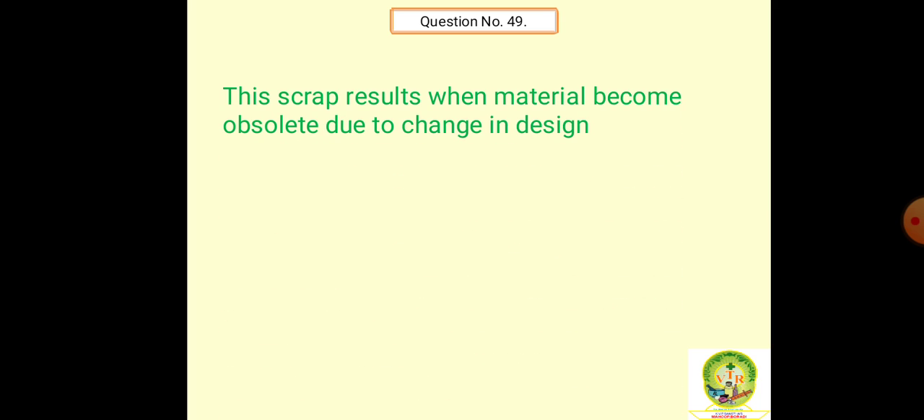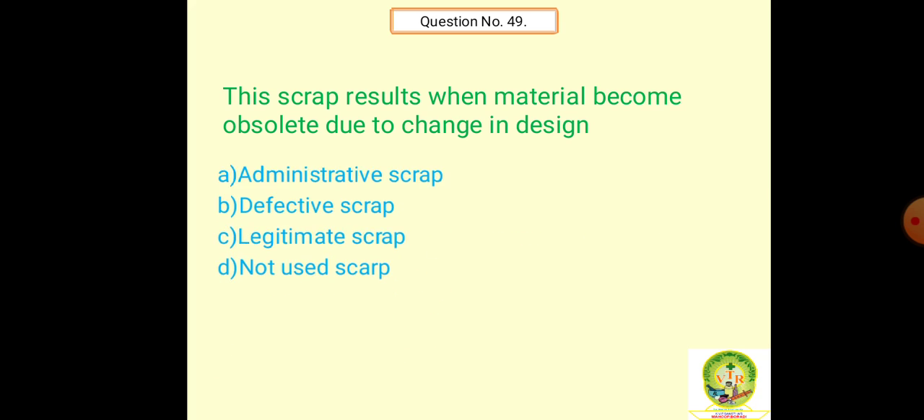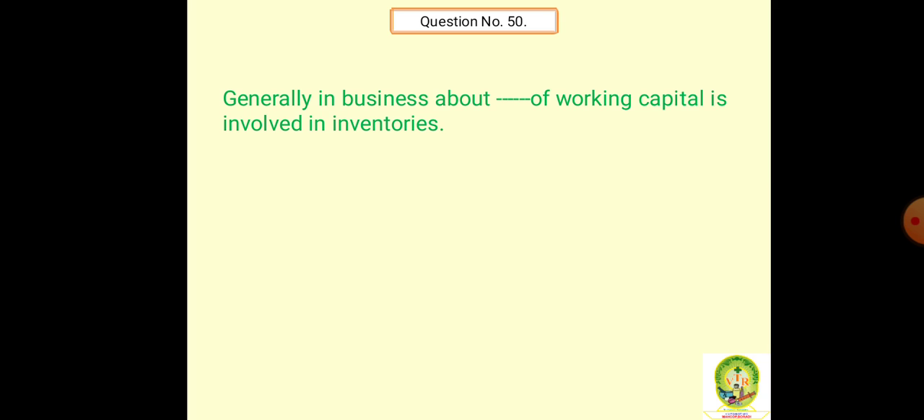This scrap results when material becomes obsolete due to change in design. Options are A. Administrative scrap, B. Defective scrap, C. Legitimate scrap, D. Not used scrap. Right answer is A. Generally in business about dash dash dash of working capital is involved in inventories. Options are A. 40%, B. 50%, C. 60%, D. 30%.